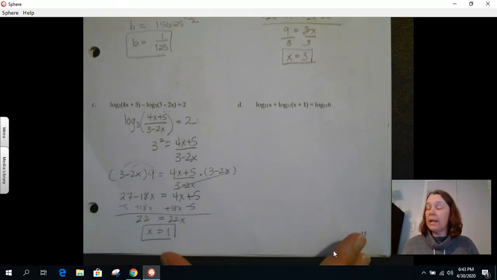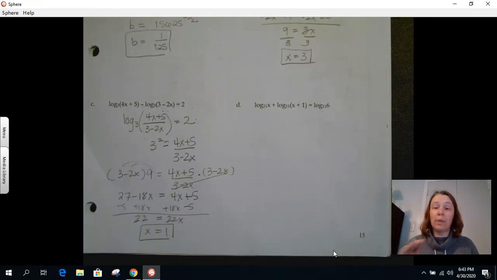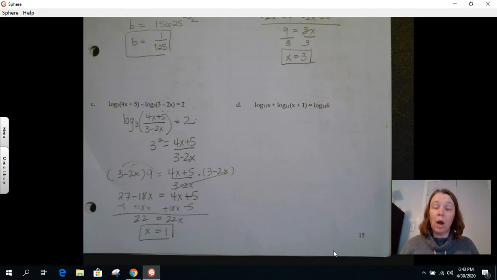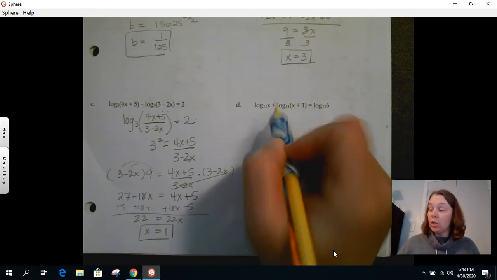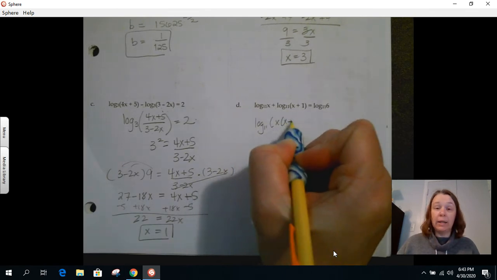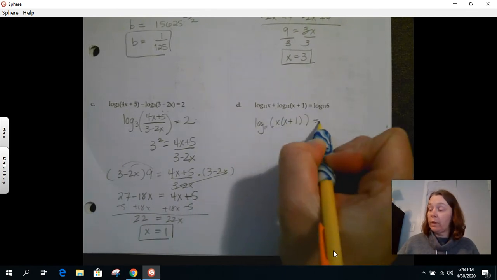Now when we look at example D, I see logs on both sides, but that equality rule is that you have to have log of something equals log of something with the same base. And over here, I have two different log expressions. So remember how I said we might have to condense using one of our log properties. So that's what we're going to do. I see that these are being added, so I can rewrite it as log base 11 of a single product.